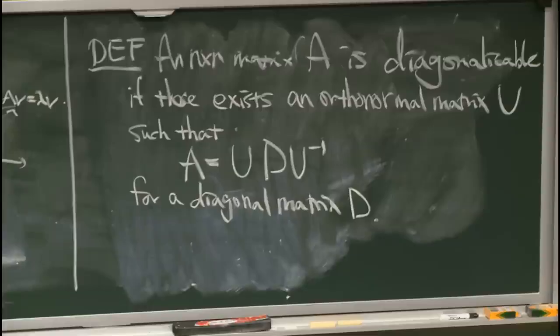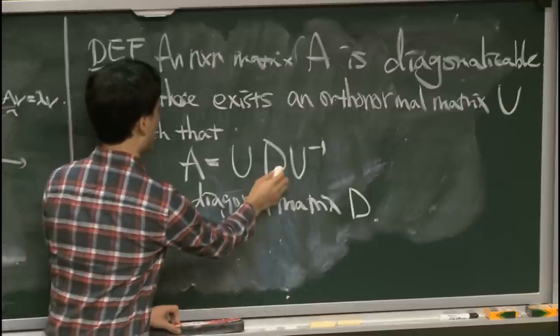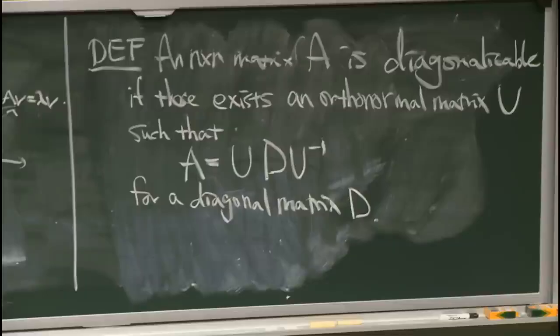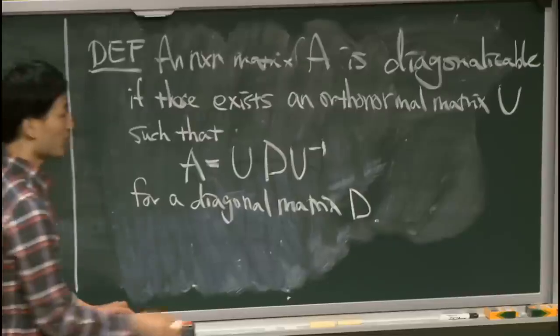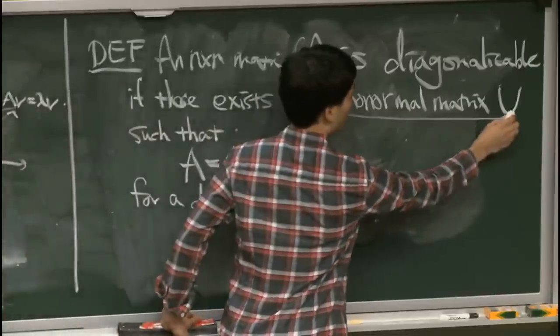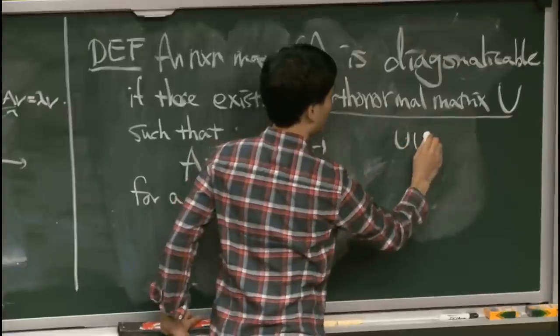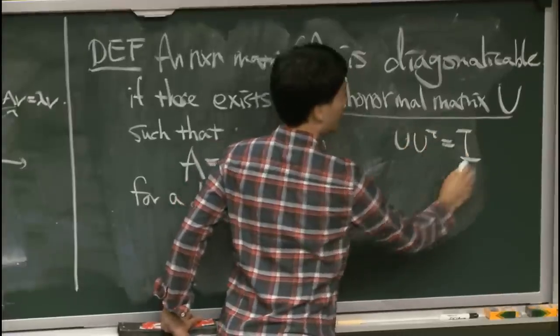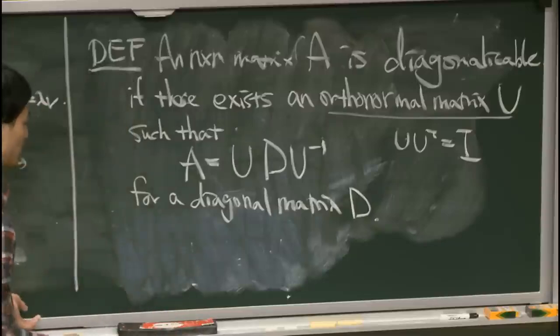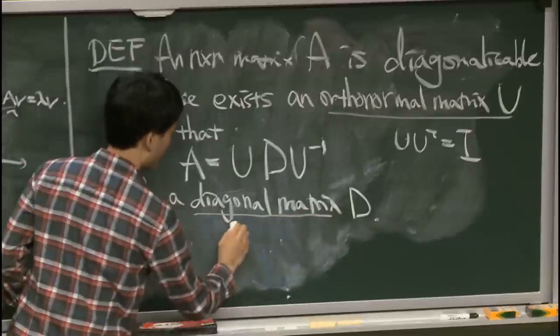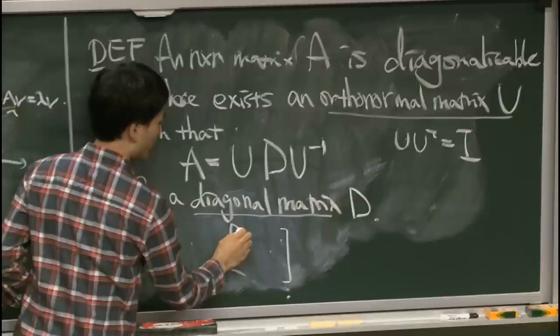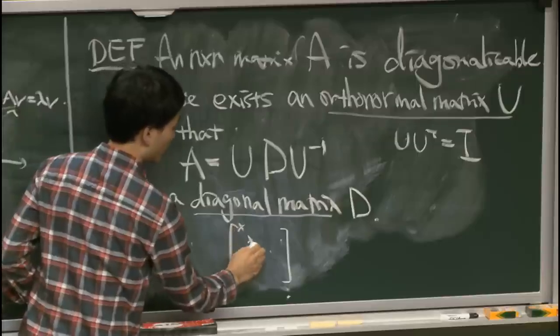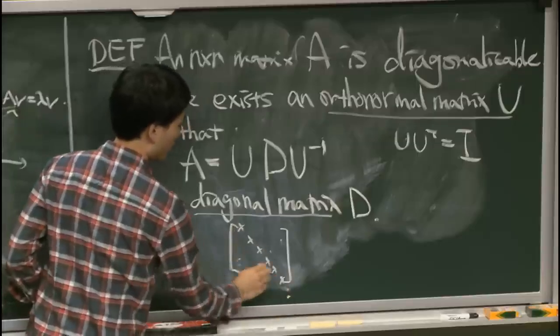Okay, so let me iterate through this a little bit. What is an orthonormal matrix? It's a matrix defined by the relation U times U transpose is equal to the identity. What is a diagonal matrix? It's a matrix whose non-zero entries are all on the diagonal. All the rest are 0.